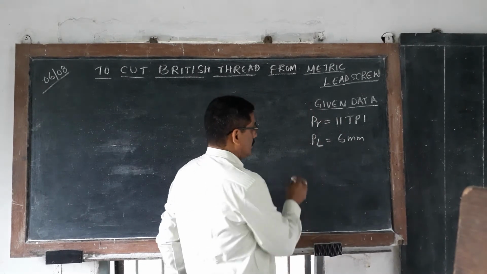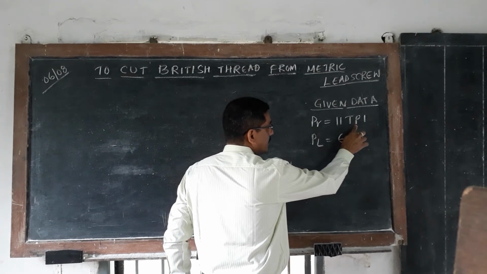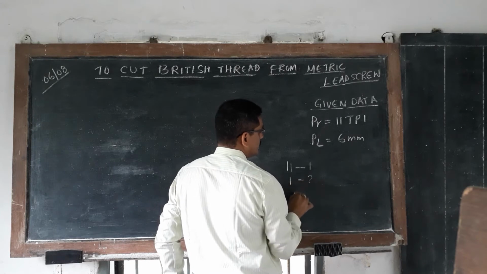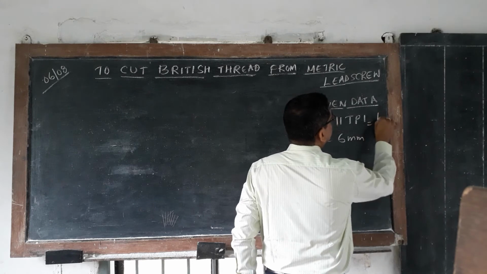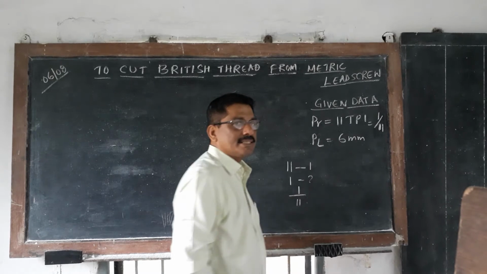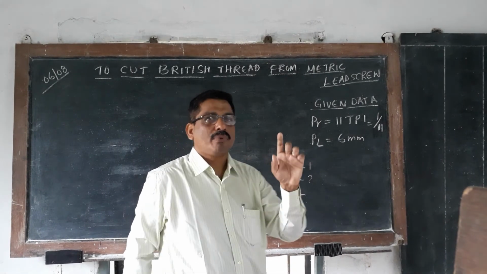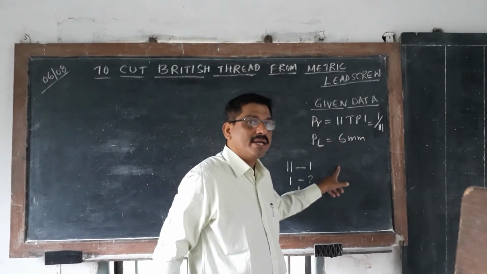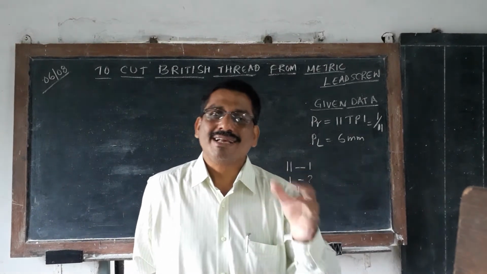11 threads means 1 inch. So 1 thread is equal to how many inches? This becomes nothing but 1 by 11. That you have to keep in mind. Here it is actually 6 only, but when you do the calculation you will find a problem. Actually you can keep 6 only, nothing will happen. Here you can take 6 by 1, if you are getting confused, otherwise 6 only.